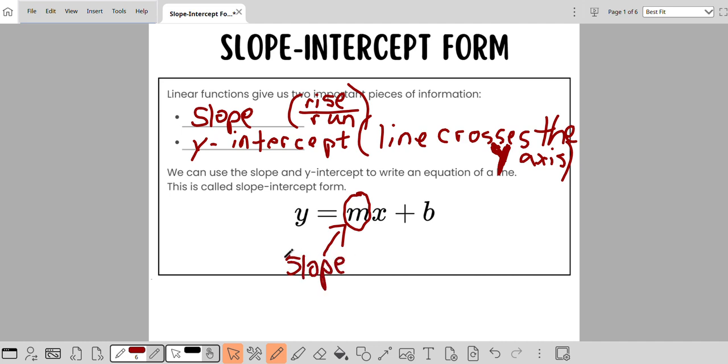So when you see an equation in that format, you know that whatever the coefficient of the x is your slope. Then this number right back here is your y-intercept, okay? So whatever this is, including its sign, positive or negative, is where the line crosses the y-axis, all right? So let's do some examples.